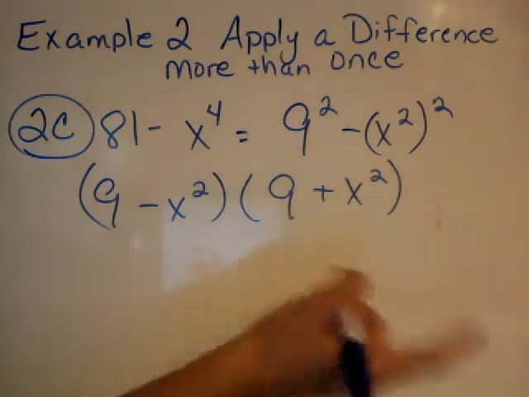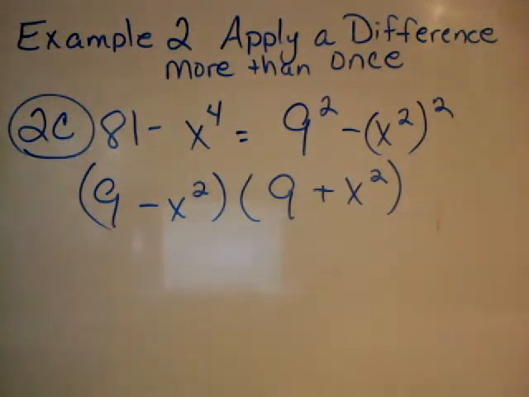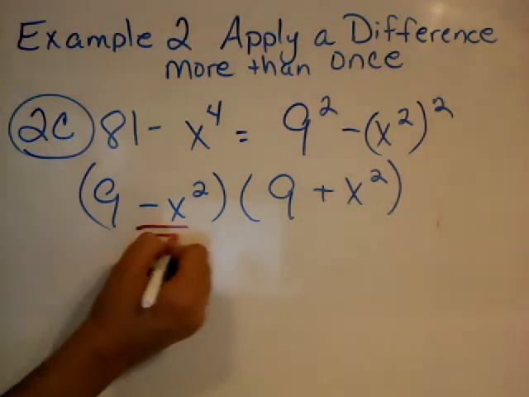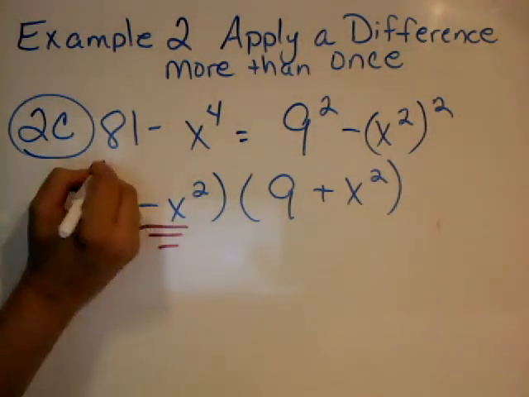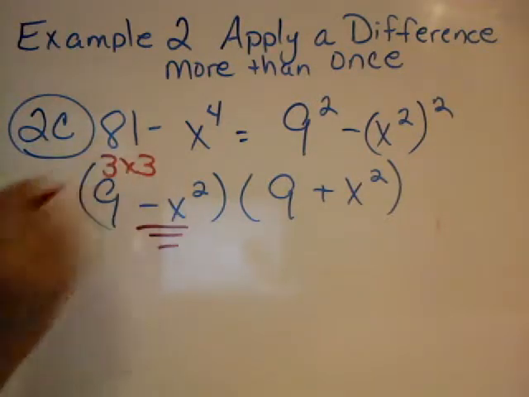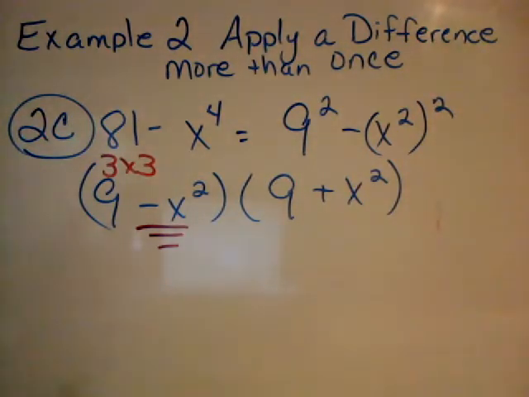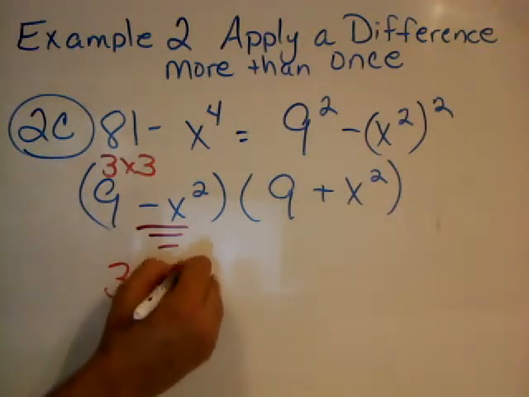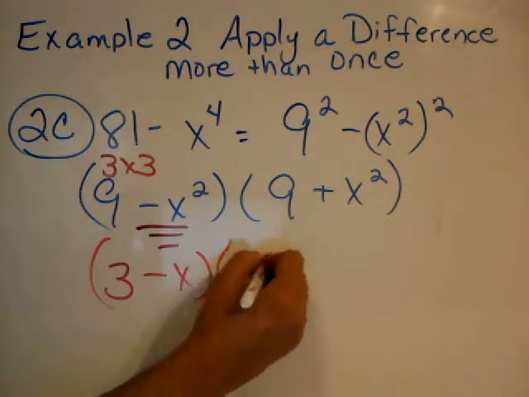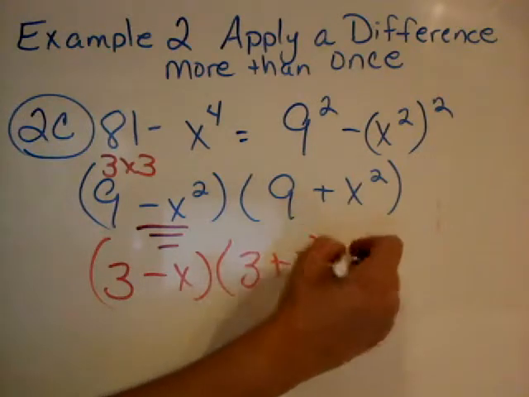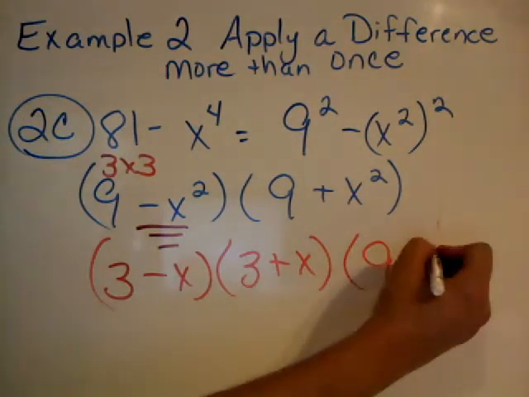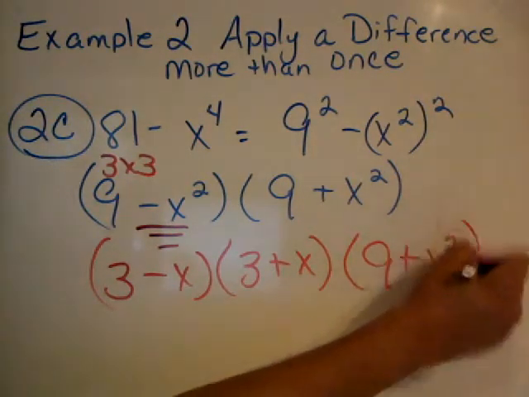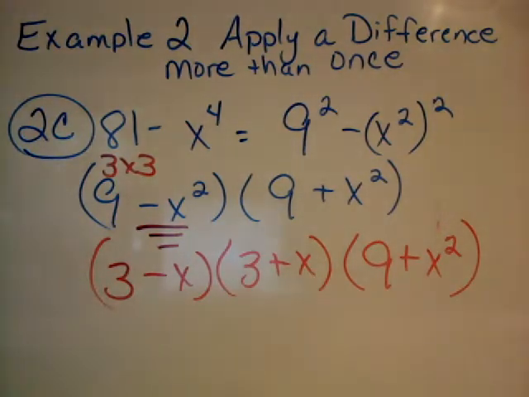Now in the previous example in part 1, this is part 2, notice I tried to do sum of a difference and it wasn't sum of a difference, but it is sum of a difference this time because 3 times 3 does give me 9. So now I can say 3 minus x, 3 plus x. I'm going to leave this alone because it is not difference of a square. Okay, and that is my answer for that.